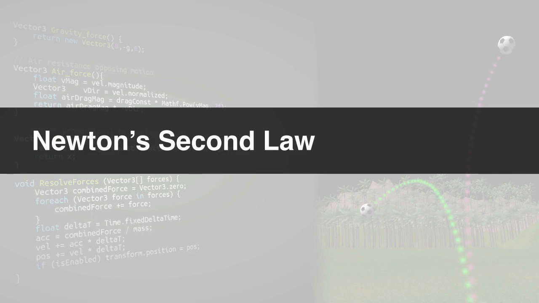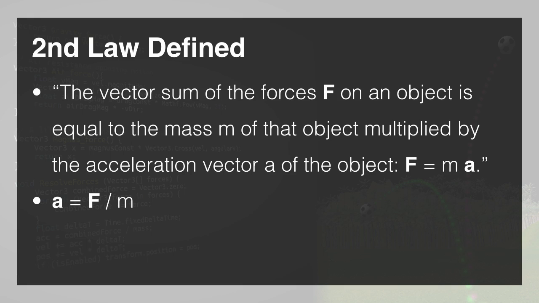Hey, so welcome back. Now it's time to start implementing Newton's second law. What is Newton's second law? Well, Wikipedia is your friend, but here it is. The vector sum of the forces F on an object, which we've already calculated, is equal to the mass of the object multiplied by the acceleration of the object. So F equals ma. That's pretty cool.